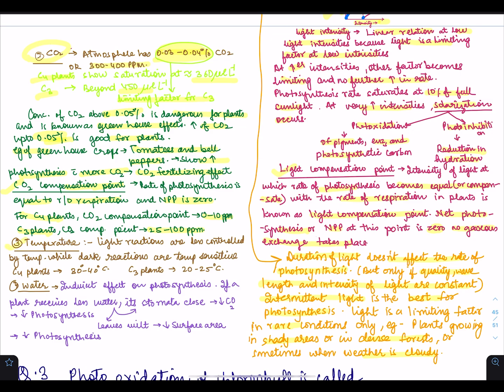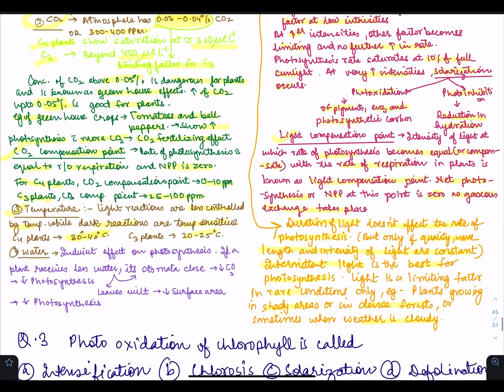Now coming to temperature as the external factor affecting photosynthesis. Light reactions are less controlled by temperature, while dark reactions are temperature sensitive. For C4 plants, the optimum is 30 to 40 degrees centigrade, while for C3 plants, it is 20 to 25 degrees centigrade.